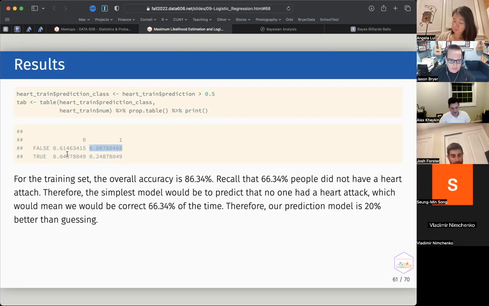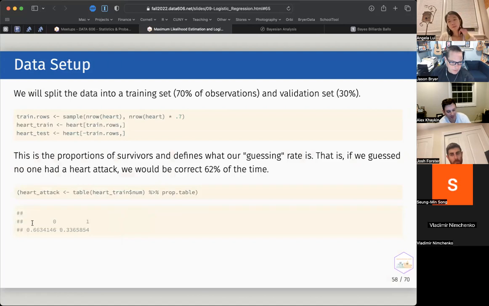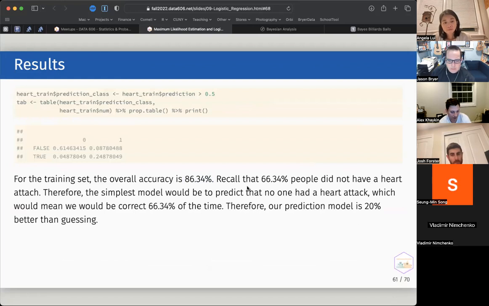Then this cell, where we predicted no heart disease but they actually did, and this cell where we predicted heart disease but they didn't, is our error. This is where things went wrong. If we sum the two correct cells, that's the accuracy for the model, which in this case turns out to be 86.34%. If you remember, 66% is the baseline, where I did no modeling. So our model in this case is 20% better than guessing. And that's pretty good.